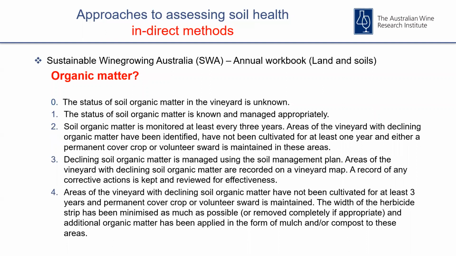If I move now to the organic matter self-assessment area, again, you can see that 0 means the status of soil organic matter in the vineyard is unknown, and up to 4, where they understand that they're measuring soil organic matter and really working on limiting cultivation in certain areas and on what they can do in terms of compost and mulch addition to the vineyard to improve it. So again, it's a self-assessment tool, a little bit easier. It doesn't necessarily involve doing any measurement per se, but just recording where they sit on those particular scales.